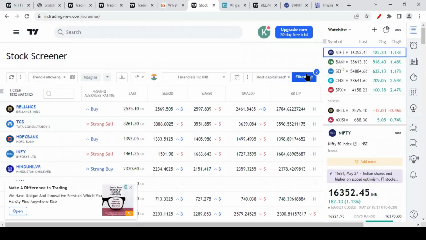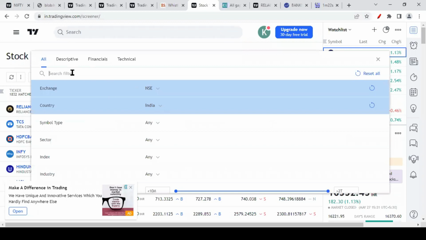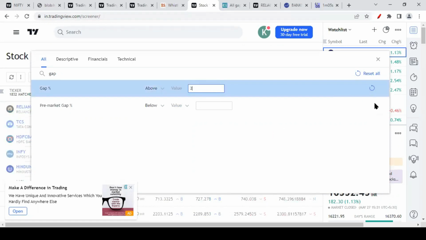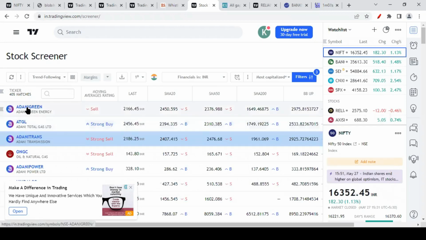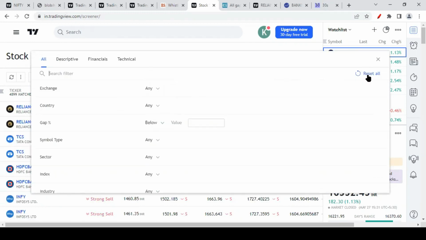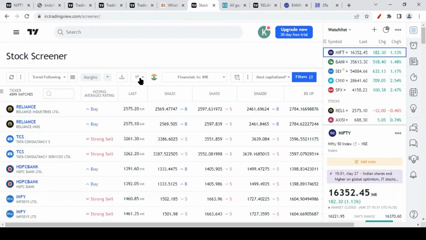You can go here, and after that come to the filters. In the filters, type gap. Here you can give the percentages, whether you want gap up stocks or gap down stocks. For example, if you want a 2% gap up, then you will get the list of stocks. You can close this, and you can see Adani Green, Adani Transmission, etc. had an open gap up. You can add other filters. So this is how you should screen the stocks.